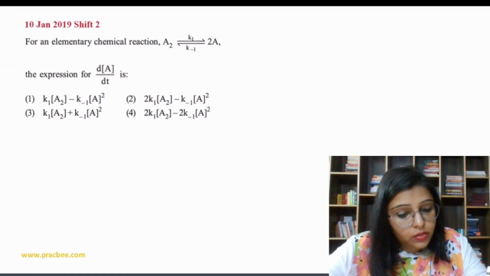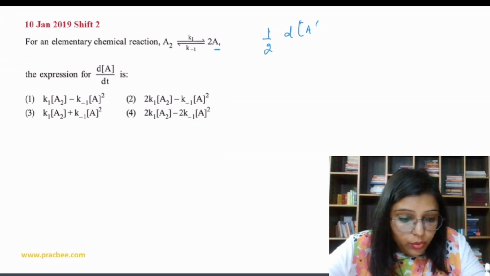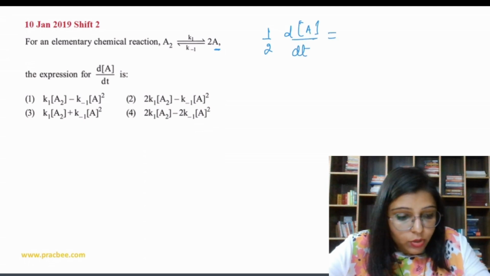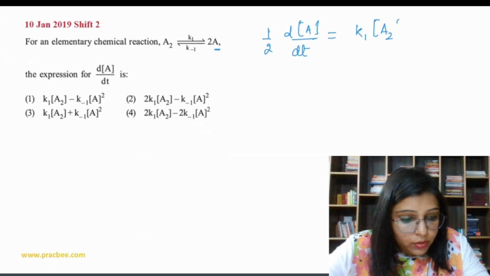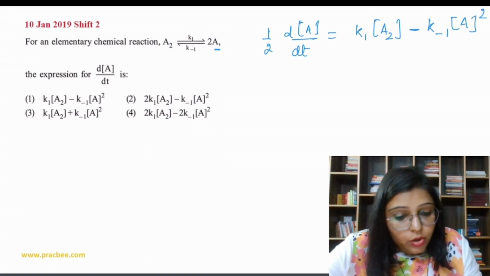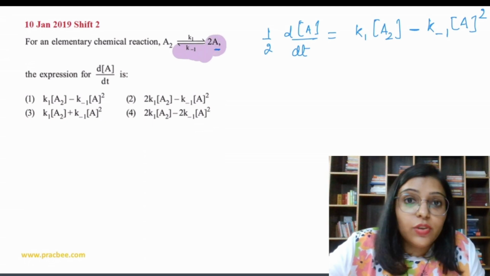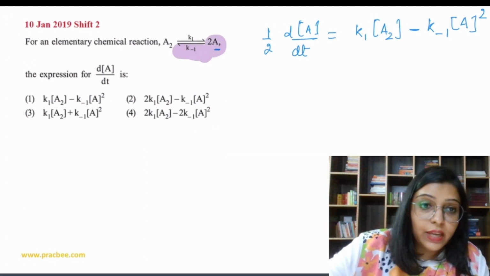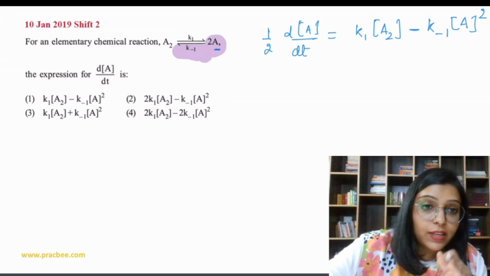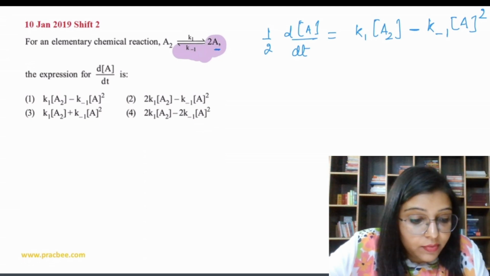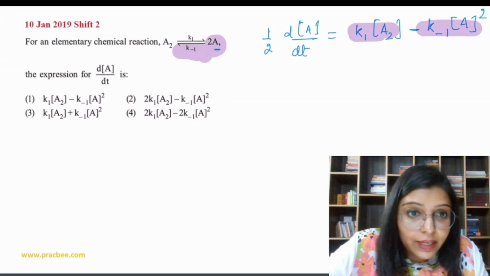So, we can say 1 by 2 dA over dt is equal to K1 A² minus K₋₁ A. Because for the backward reaction there is a rate of disappearance of this, and for the forward reaction we get A, or we can say rate of appearance of A. So here we write positive and here we write negative.